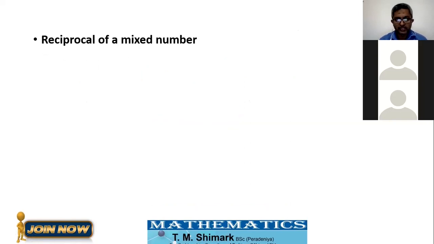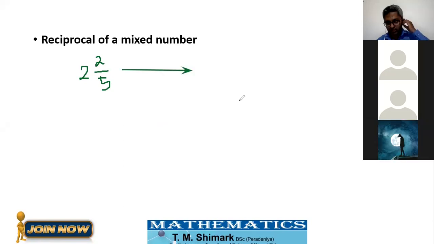So next we said reciprocal of mixed numbers. How did we deal with reciprocal of mixed numbers? What was the way we have to deal with it? If you want to find out the reciprocal of a mixed number, let's say 2 and 5 by 2, how did we find the reciprocal of this one? Shahim gave me the answer: change this mixed number to improper fraction.